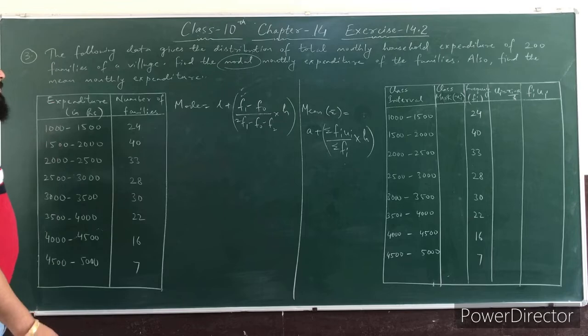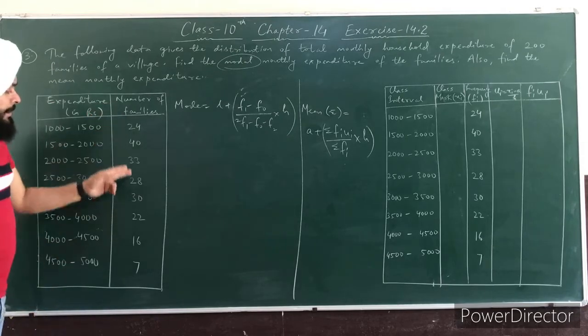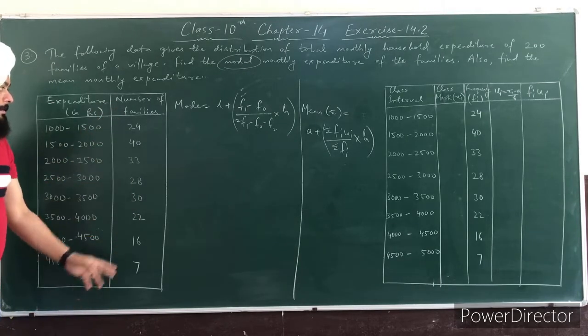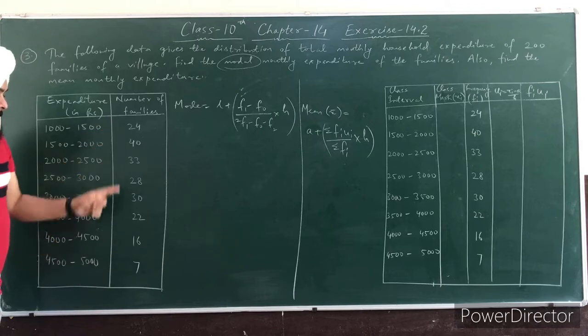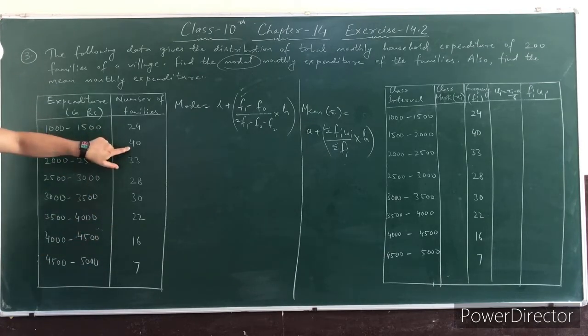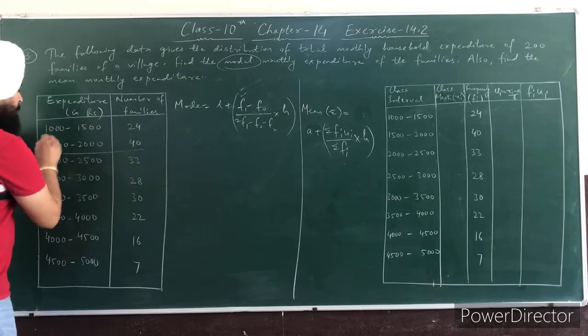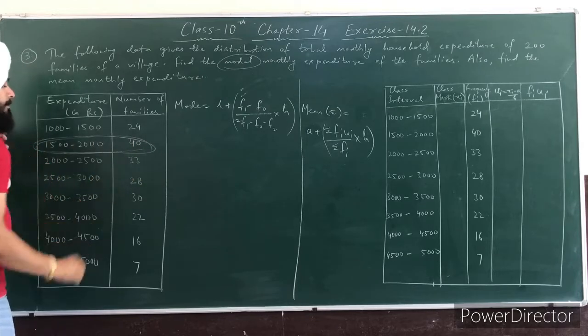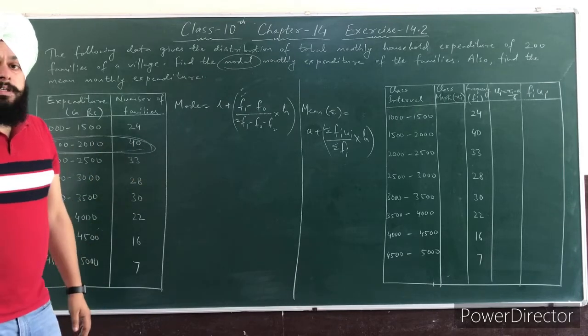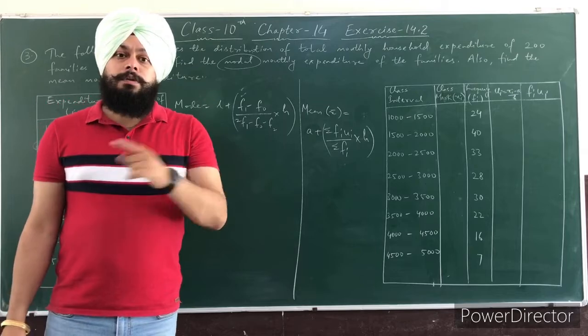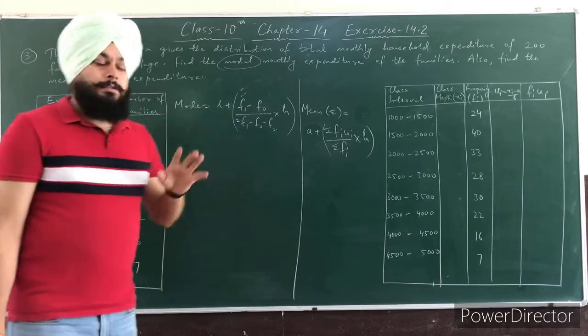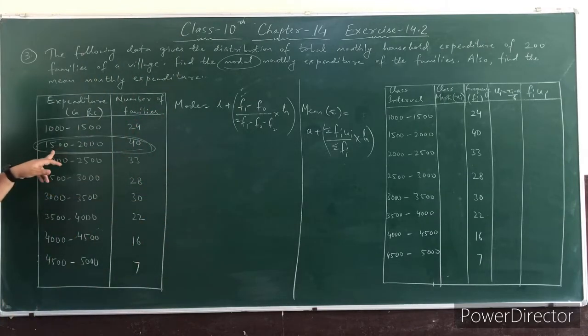Okay. So first check here which is the highest frequency in this given distribution table. So the highest frequency is this one, 40. So this is our what? This is our model class. Okay, the class with the highest frequency, what will you call it? Model class. So in this model class, which is the lower limit?